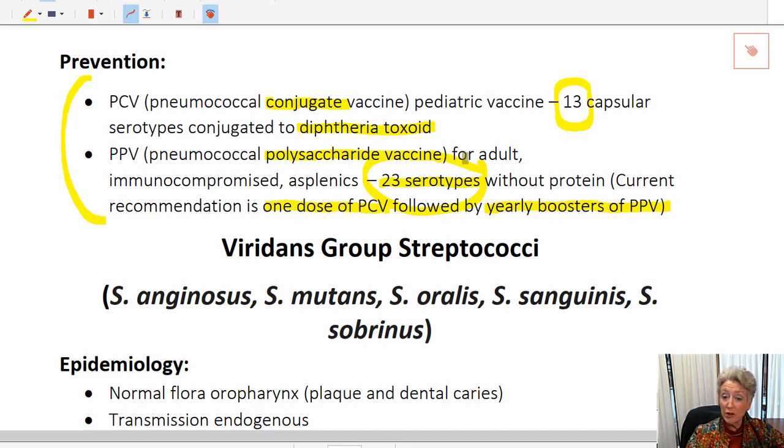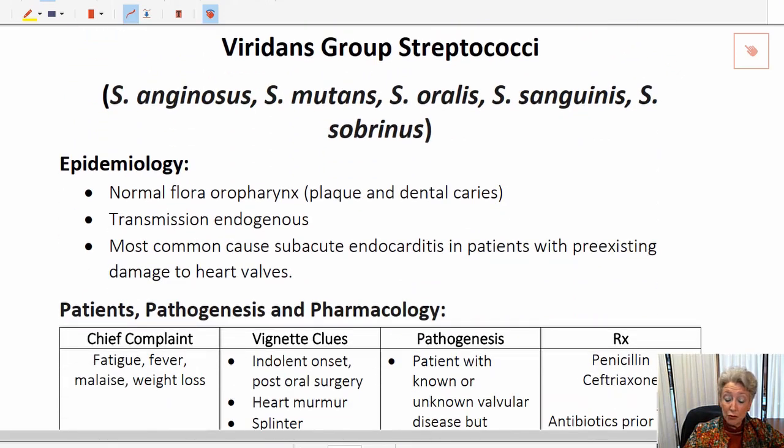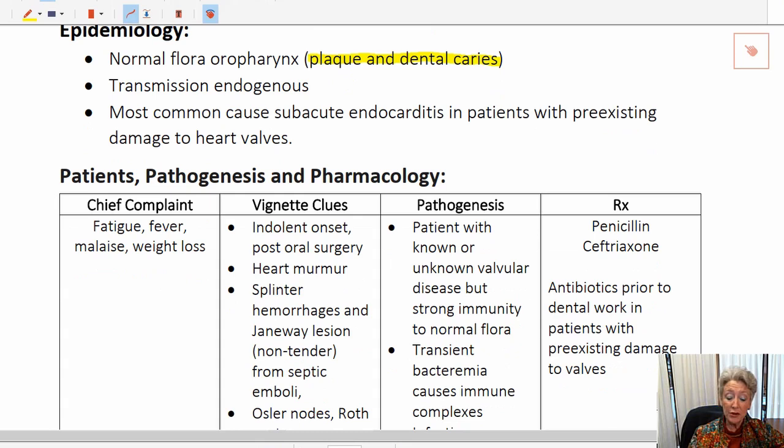In children, we go through the entire course with the conjugated vaccine, because remember, children can only develop good immune responses to T-cell dependent antigens. The viridans group of streptococci, these are normal flora of the mouth. So if this were a dental exam, they would be asking you about plaque or dental caries.